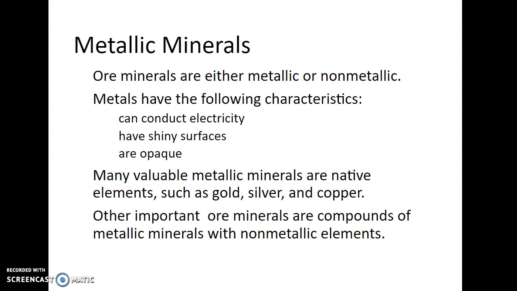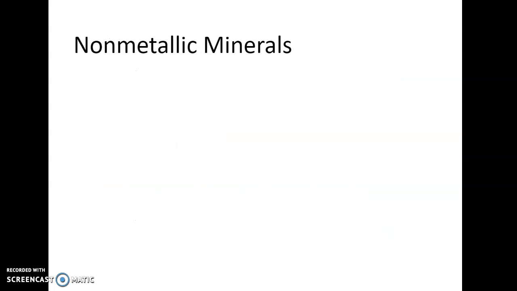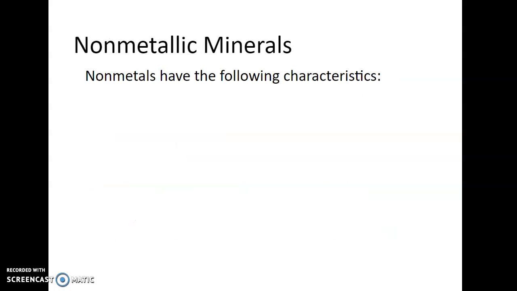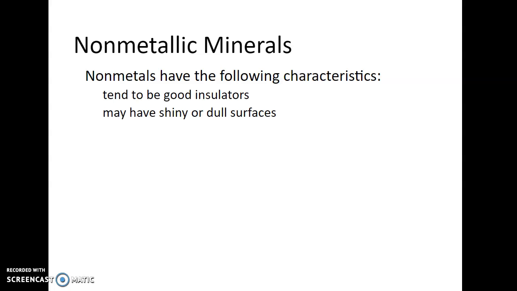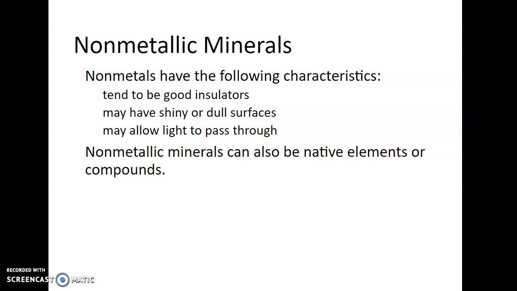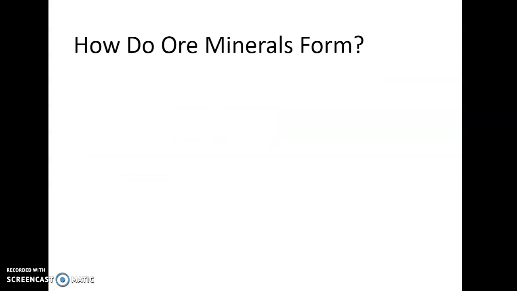Other important ore minerals are compounds of metallic minerals with non-metallic elements. Non-metallic minerals have the following characteristics. They tend to be good insulators. They may have shiny or dull surfaces. They may allow light to pass through. Non-metallic minerals can also be native elements or compounds.